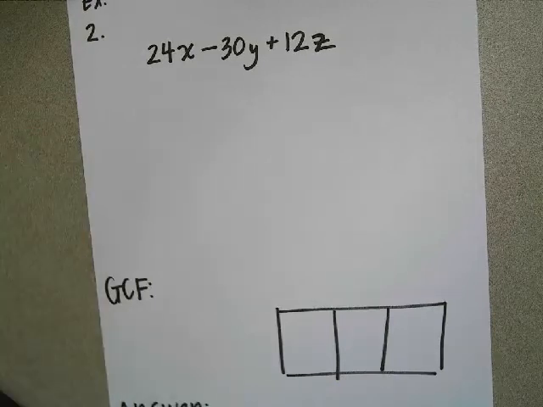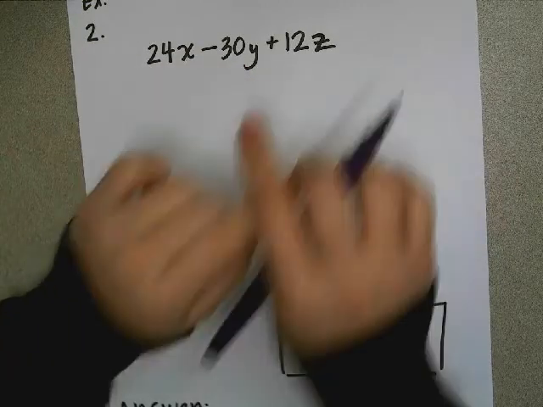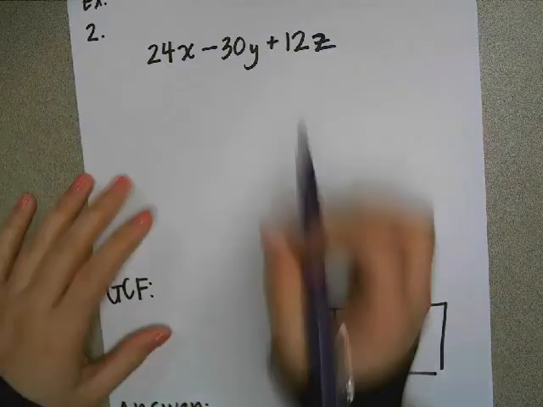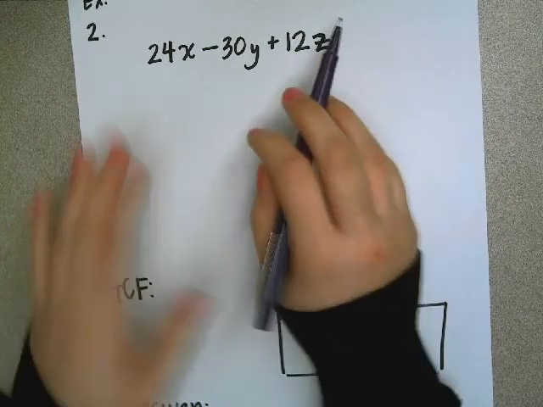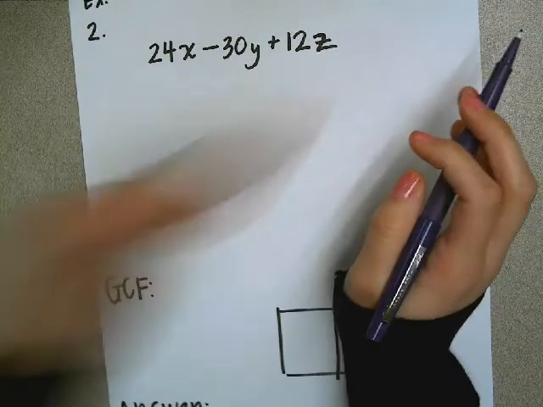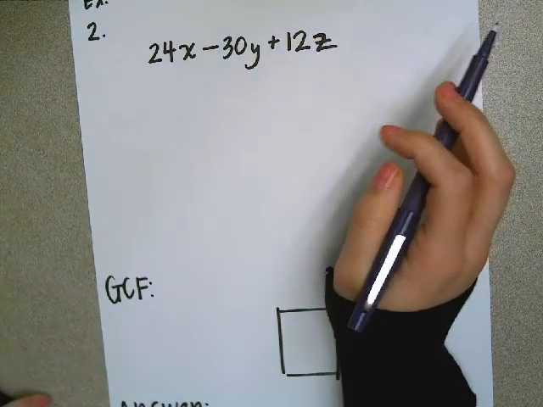Okay, so again, we're looking at factoring this expression. The only thing different from this one, from the last one, is that it has another term. So we have 3 terms. That means we need to have 3 lists, and the GCF needs to be on all 3 lists.